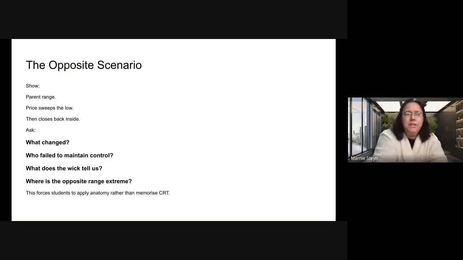Okay? So the opposite scenario, right, is what you want to do is you want to have the parent range. Then you want to look for a price that sweeps the low or the high, then closes back inside, and then ask yourself, what changed? Who failed to maintain control? And what does the wick tell us? Where is the opposite range extreme? And this forces you guys to look at the anatomy rather than memorizing the CRT.